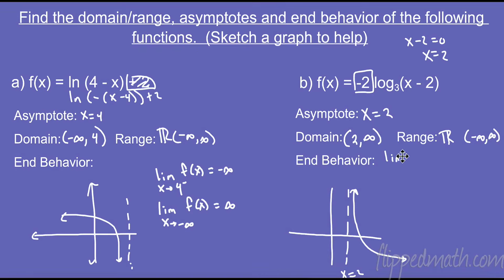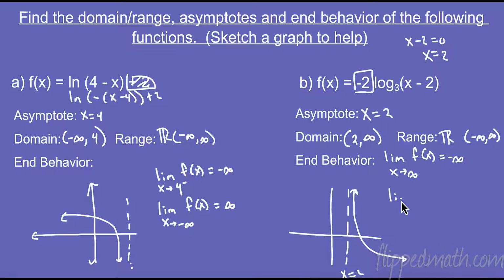So we have the limit of our function, f of x. We want to go to the right, so it does go forever to the right, so we're going to approach infinity. And what does that equal? Well, my function is decreasing, so it's going to negative infinity.